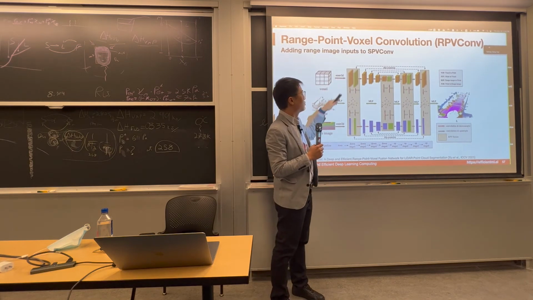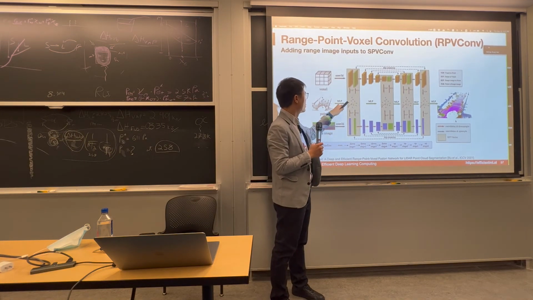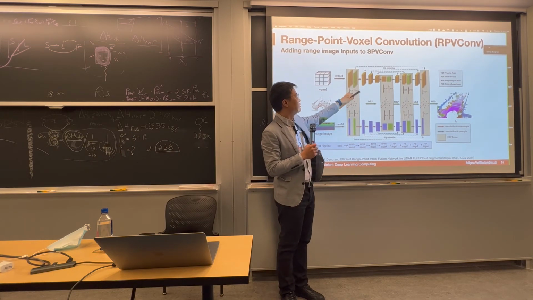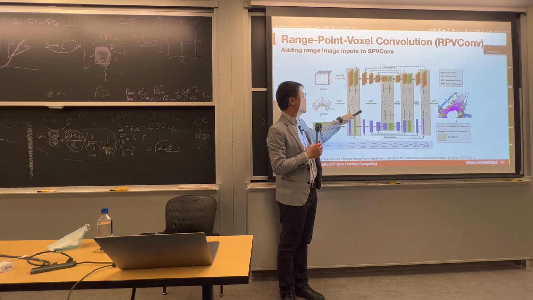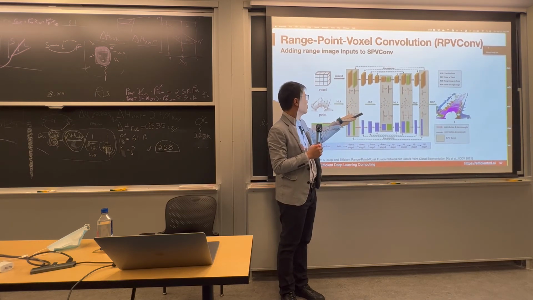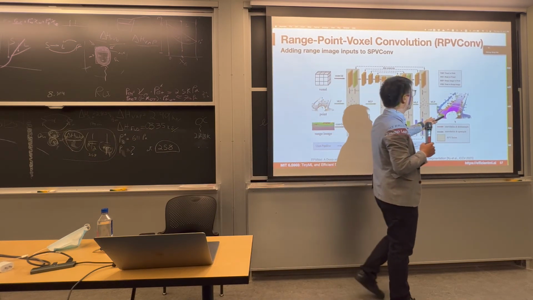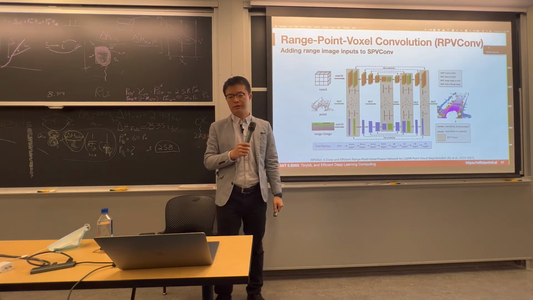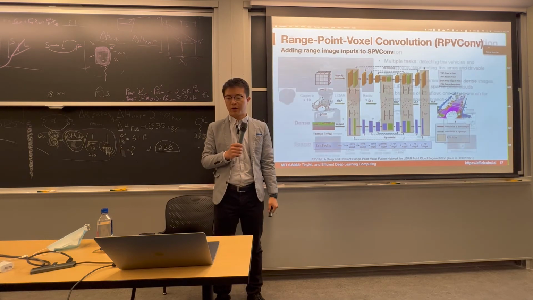We use conv 3D for the voxel branch, conv 2D for the range image, and also the MLP for the point branch. They exchange information by voxel to point, point to voxel, and also range to point and point to range. Okay? And finally, they can predict the pixel-wise prediction. Right? So this is another approach, which is getting popular these days.